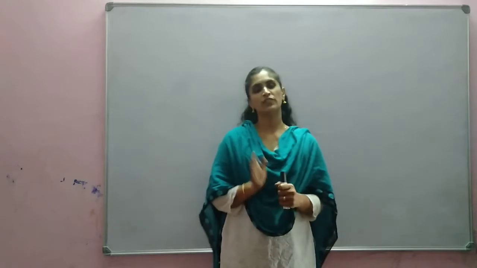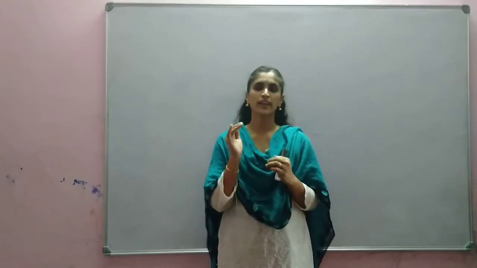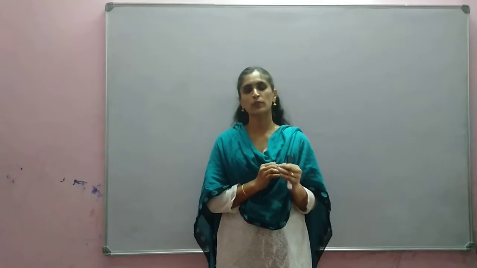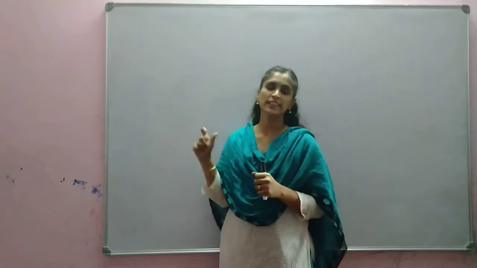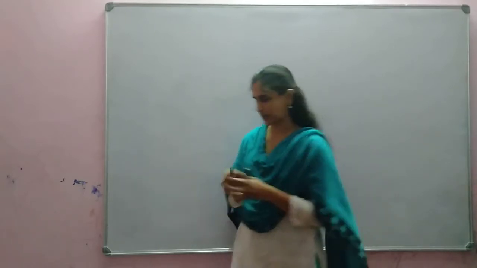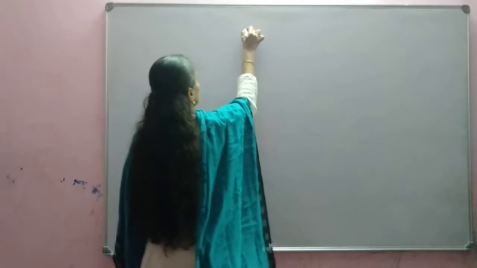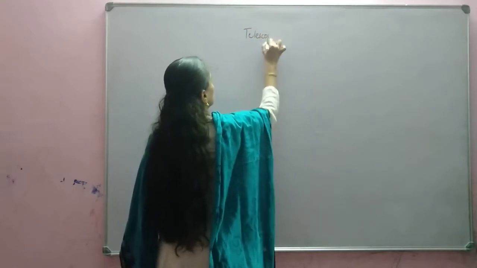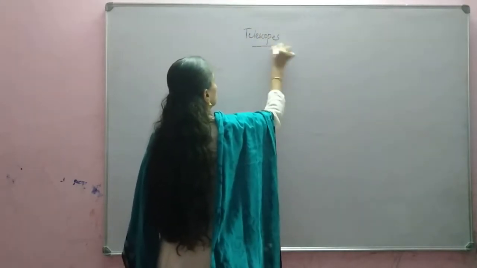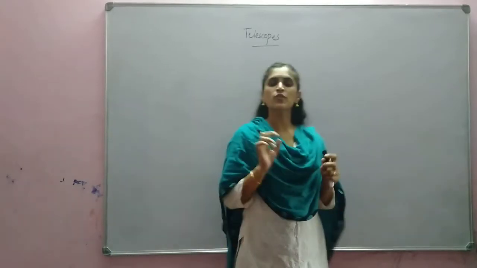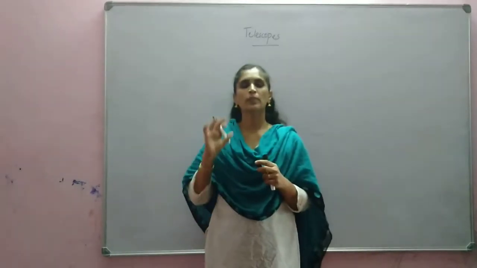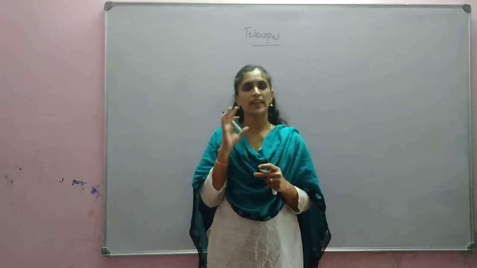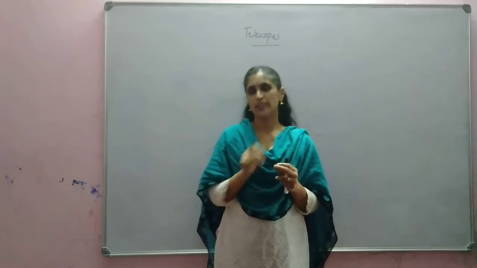Today in this video we will discuss telescopes. So far we discussed the microscope, simple microscope and compound microscope, and here we will discuss in detail the telescope. What's the use of a telescope? A telescope is used to view a distant object. A distant object can be viewed with the help of a telescope.